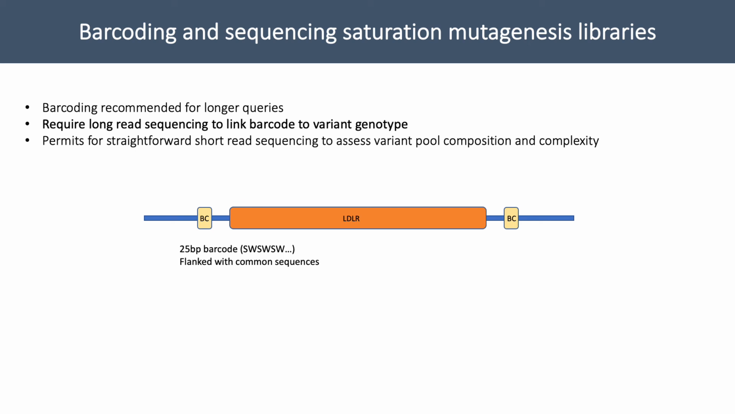The length of your barcode and the composition of your barcode can be dictated by the number of clones in your library. So I typically use 25 base pair barcodes since our libraries contain roughly 200,000 clones. I also alternate strong and weak bases in my barcodes. And what that allows is for each barcode to have roughly a similar GC content and similar melting temperature. The reason for that is to help reduce PCR amplification bias of individual barcodes.